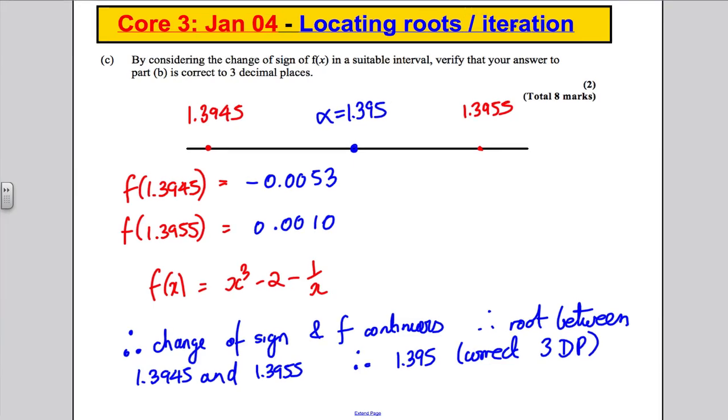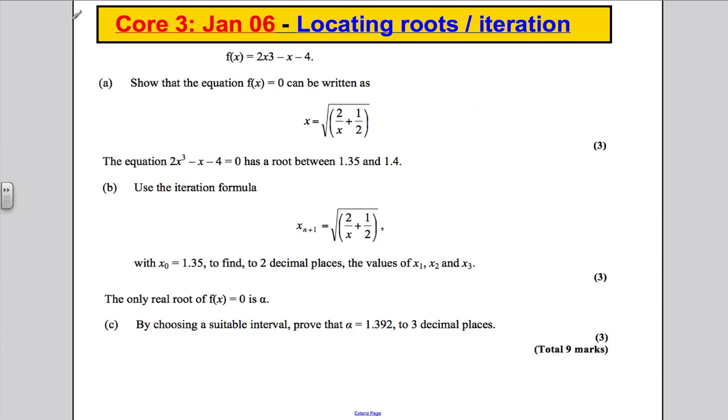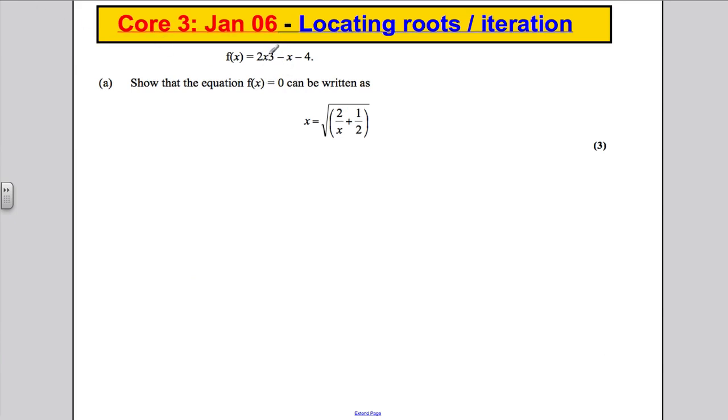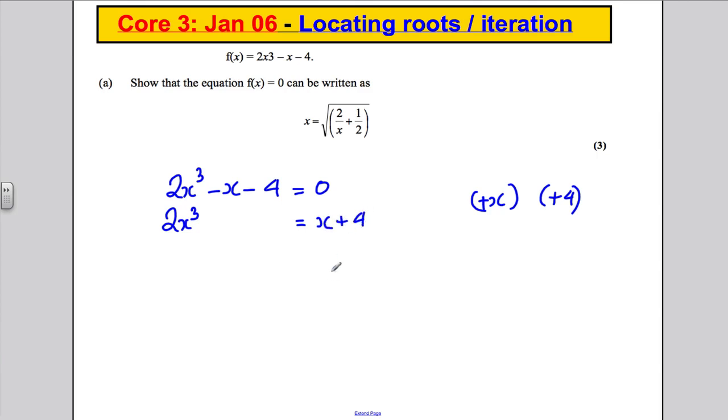Question, pause the video, have a go. And by the way, this should read 2x cubed. Right, we are trying to solve f of x is 0, i.e. 2x cubed subtract x subtract 4 is equal to 0. Now what I could do to both sides is add x to both sides and add 4 to both sides. If I did that, I would get 2x cubed is equal to x plus 4. Then what I could do is divide both sides by 2x.